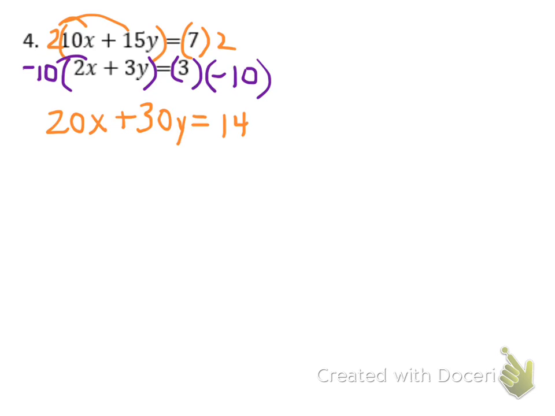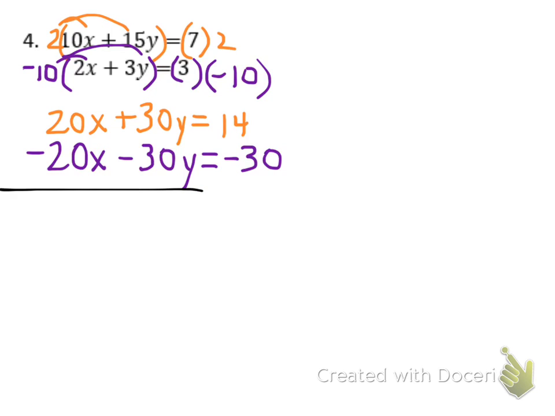Distributing your negative 10 times 2x is negative 20x. Negative 10 times 3y is negative 30y. And then 3 times negative 10 is negative 30. Ready to add our equations together. 20x plus negative 20x is 0, it's eliminated. 30y plus negative 30y is 0, it's eliminated. If everything's eliminated, write the 0 down. 14 plus negative 30 is negative 16.